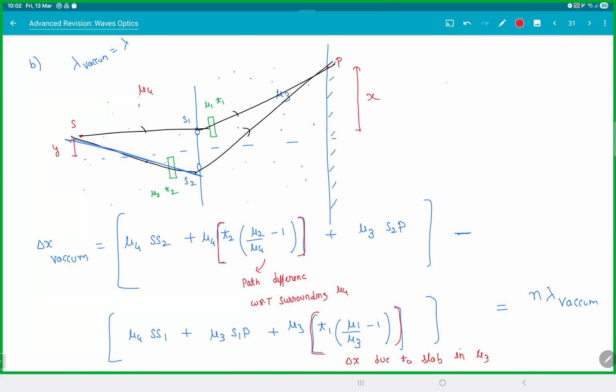And what are the values there? You know this thing. SS2 minus SS1, how much is that? dy1 by d1. S2P minus S1P is dx by d2. This we did in the previous question. So you actually know everything here. All clear with the six terms?